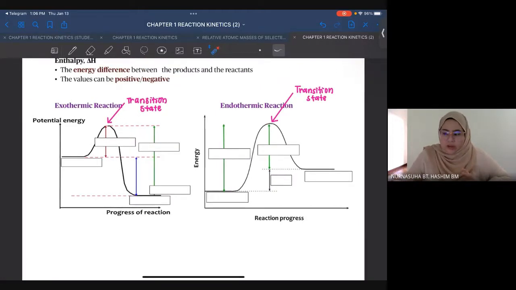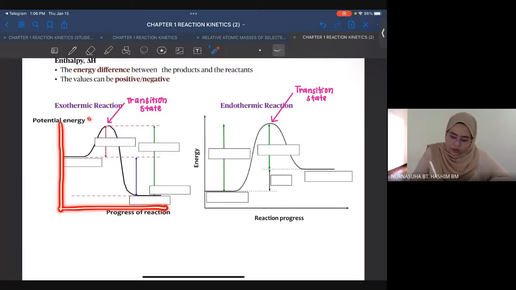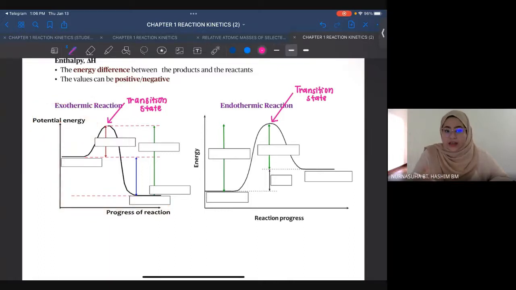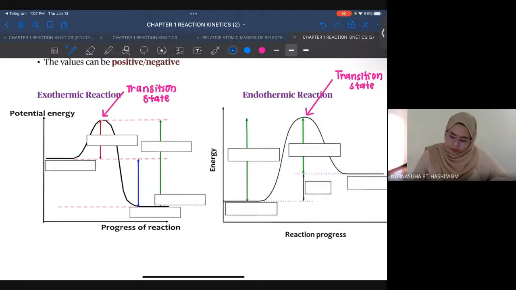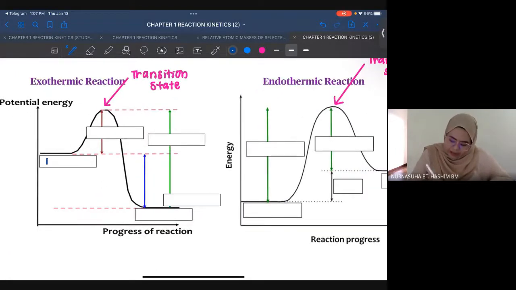Energy profile diagram shows us how reactant turns to product. So for your diagram, first you must have an x-axis and y-axis. Y-axis is energy. Potential energy is the energy inside the molecule. Okay, potential energy is the energy inside the molecule. Your x-axis is progress of reaction. So, let us look at exothermic first. So, on your left hand side, this is your reactant.